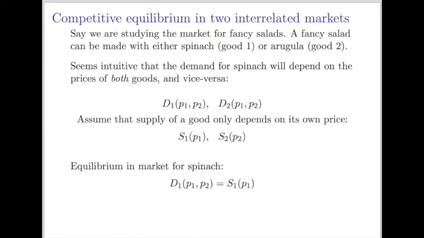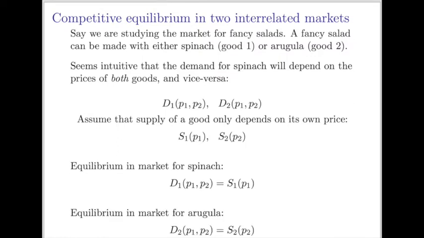Okay. So if we want an equilibrium in the market for spinach, of course we're going to set demand equal to supply in the market for spinach. So demand for spinach at the prices P1 and P2 has to equal the supply for spinach at the price P1. Similarly, equilibrium in the market for arugula means that the demand for arugula at the prices P1 and P2 has to equal the supply of arugula at the price P2. So that's what these two equations tell us.